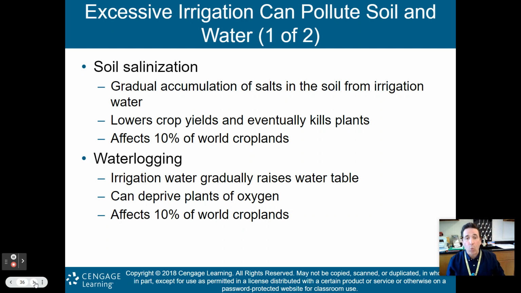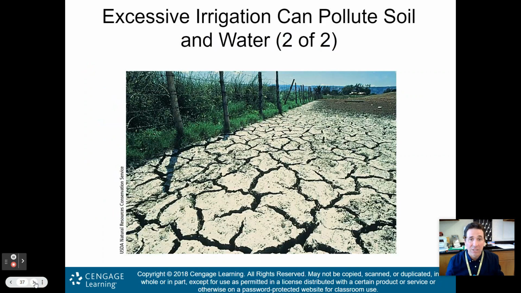In addition, we have waterlogging. Irrigation water gradually raises the water table in an area. This can deprive plants of oxygen and once again affects about 10% of the world's cropland. So plants can't grow in flooding, and when you're constantly irrigating land, you're constantly adding water that maybe shouldn't be there naturally, right? And so you're potentially raising the water temperature, which could kill plants, which again would reduce that crop yield that we liked.